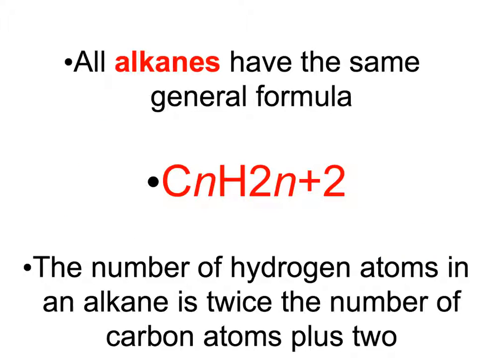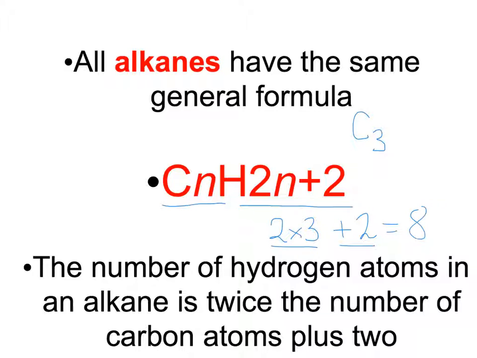All of the alkanes have got the same general formula, which is CnH2n+2. So the number of hydrogen atoms in an alkane is twice the number of carbon atoms plus 2. So if you have an alkane with 3 carbon atoms, then to work out the number of hydrogens you would have to do 2 times 3 plus 2, which gives us 6, add 2, which is 8. So then that alkane would have the formula C3H8.